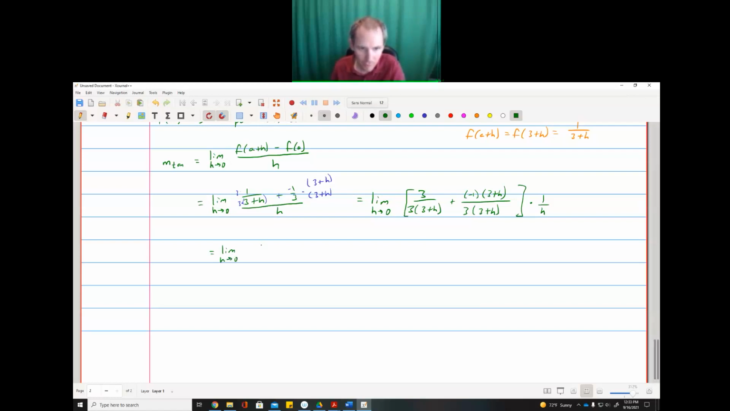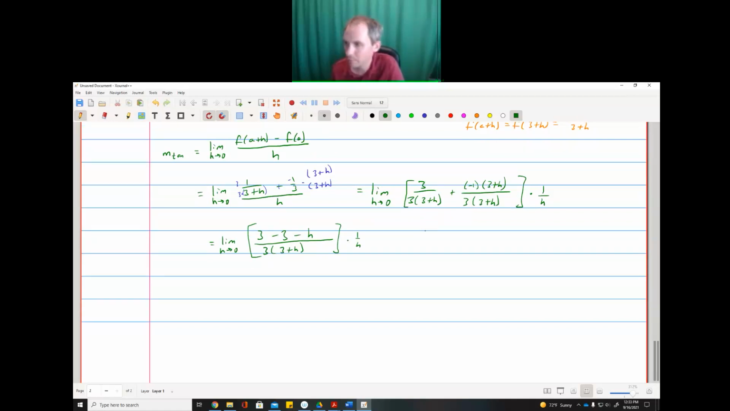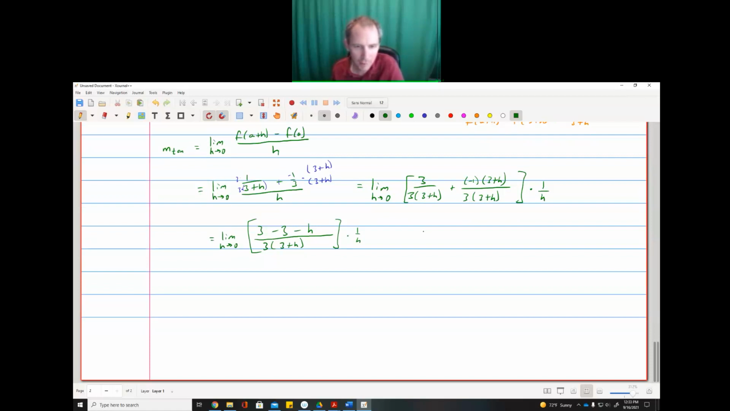Okay, so I have 3 on the left. On the right, I'm going to distribute it, so I have minus 3 minus h. And everything else stays the same. Just like we talked about in chapter 2, when we get this common denominator, we don't want to multiply it out because that's not really going to be helpful. Okay. In this case, it wouldn't hurt us, but it's not really that useful.